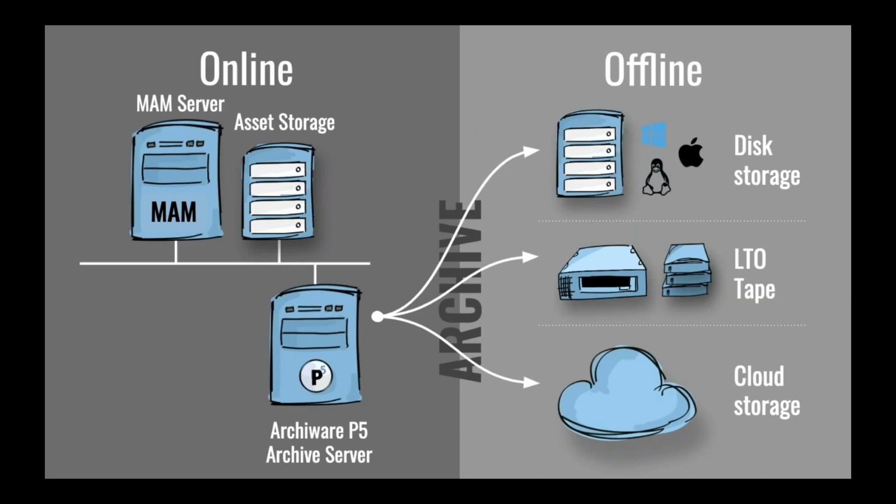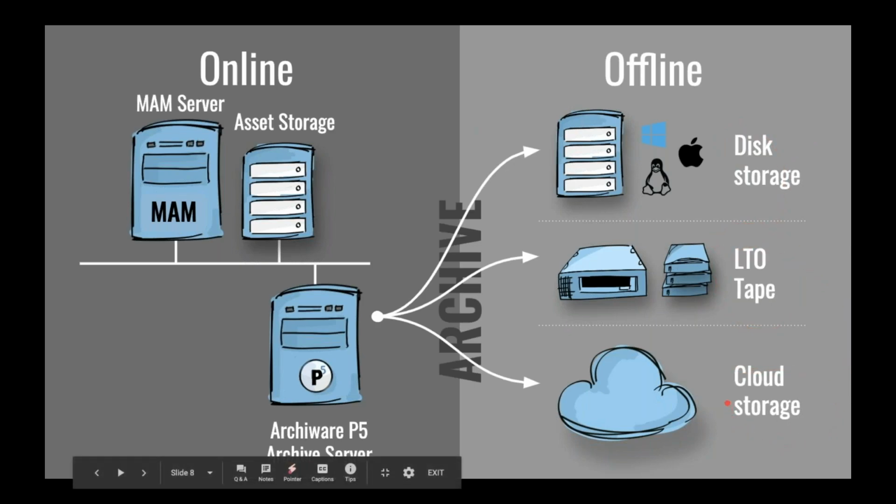So at some point, some of the assets on this storage here will no longer need to be on the storage, either because they're just very large and not being used right now, or because the project has been completed and delivered, and so they need to be archived. So the archive process allows us to move assets from our online storage to our offline storage on the right-hand side. And this can either be disk or tape or cloud. So we support all 3 of those different types of storage.